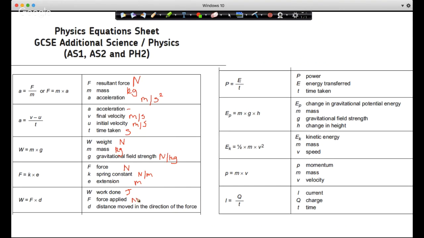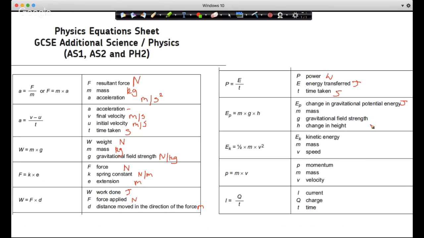Force applied is measured in newtons. Distance is going to be meters again. Up on this side, everyone that I've taught will know my lovely joke of what is the unit of power? A hilarious joke I've told you a million times. So joules and time in seconds. Anything with energy is always going to be joules.